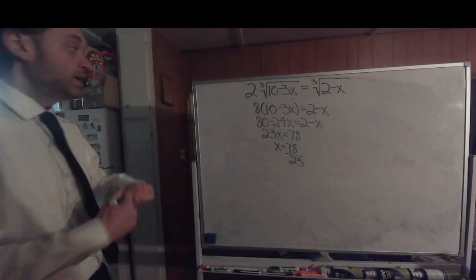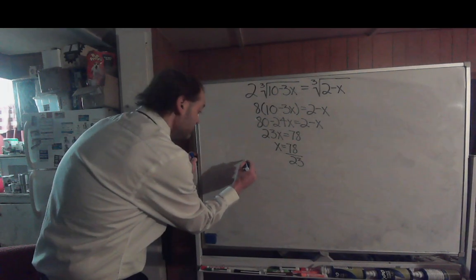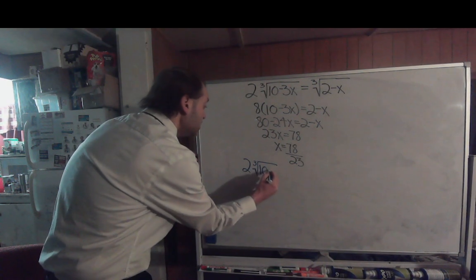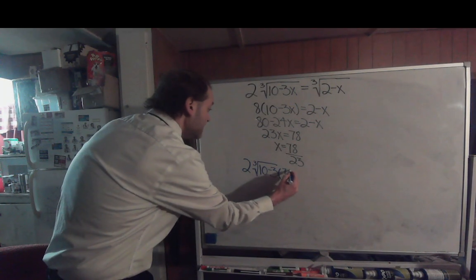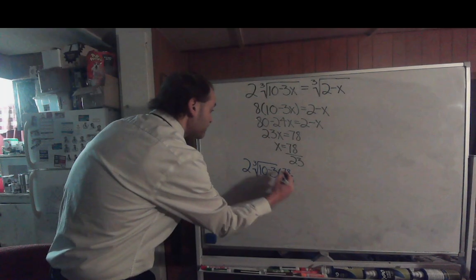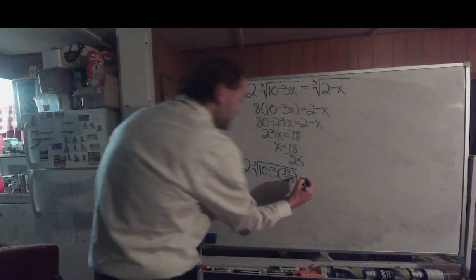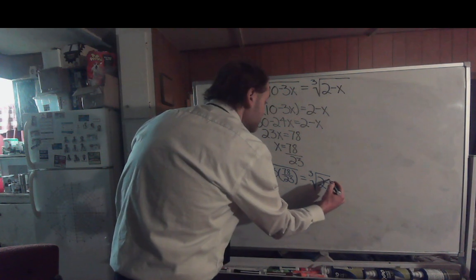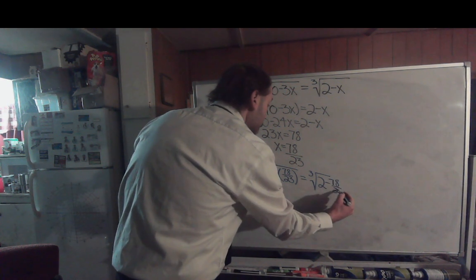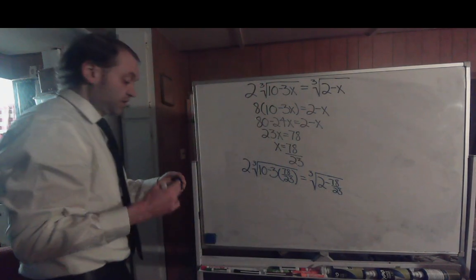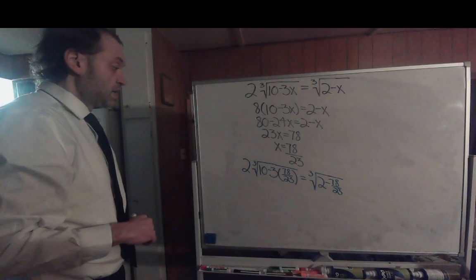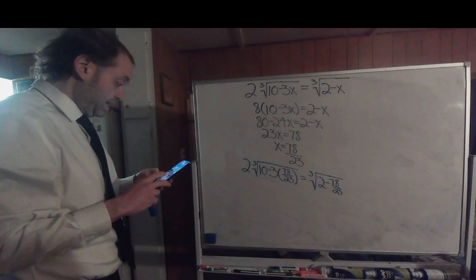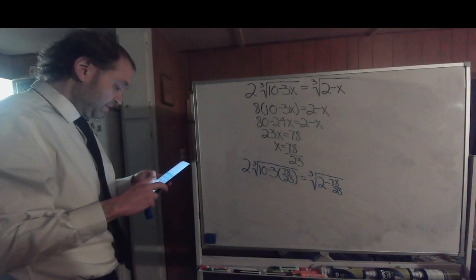So here's where it gets a little ugly. So take 2 times the cube root of 10 minus 3 times that 78/23. Set that equal to the cube root of 2 minus 78/23. So this just became ugly real fast. Alright, so let's figure out what 3 times 78 is.